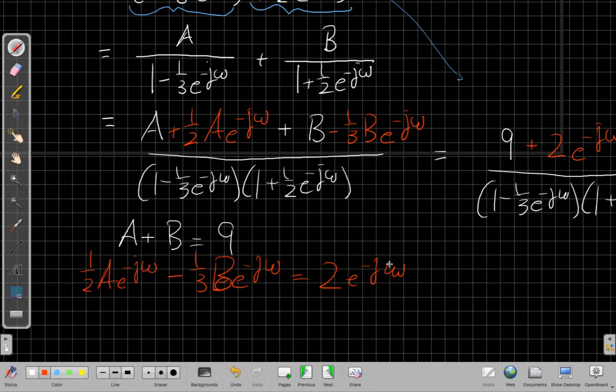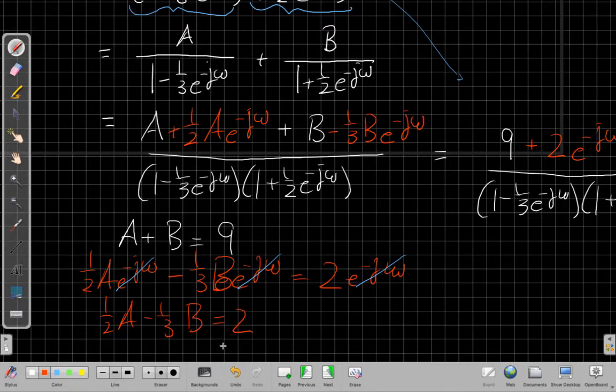And looking at these, I can divide through by e to the minus j omega, right? That cancels out everywhere. And so the red equation is my second equation, where I have 1/2 a minus 1/3 b equals 2.